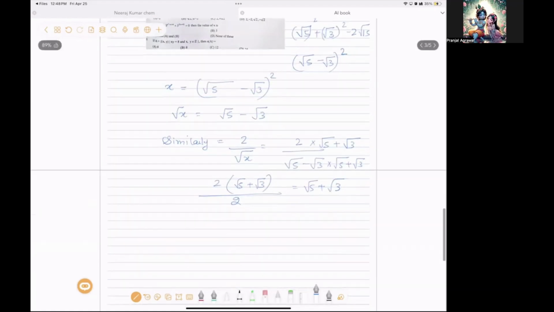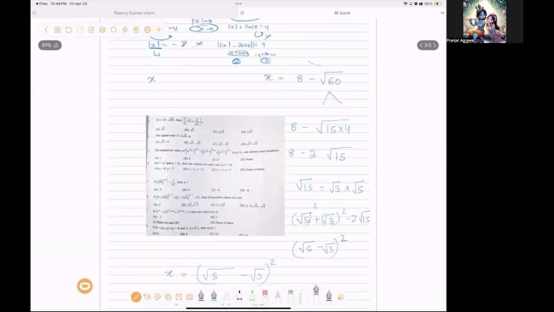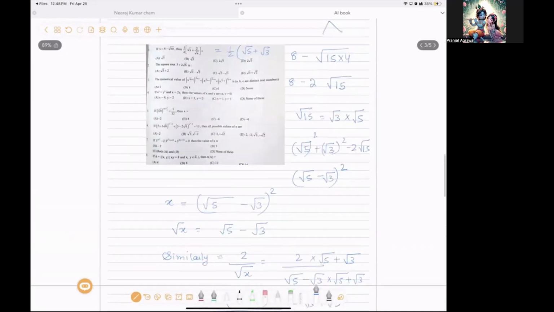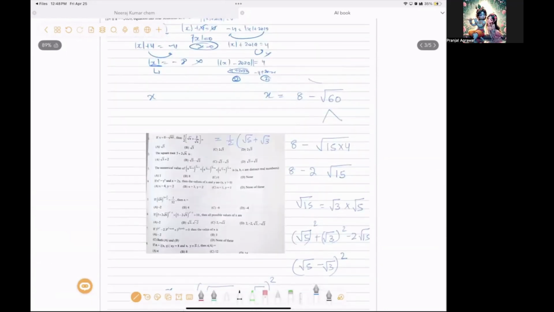So what will we get? So see, this is 2 by root x, and root x. So what was root x? Root 5 minus root 3. And what is 2 by root x? You can see here root 5 plus root 3. Here it was minus, sorry, and here it was plus. So root 3 cancels and we'll get root 5. So the answer will be A.